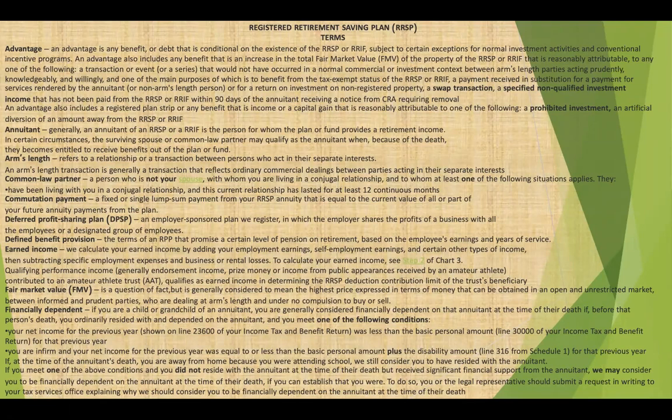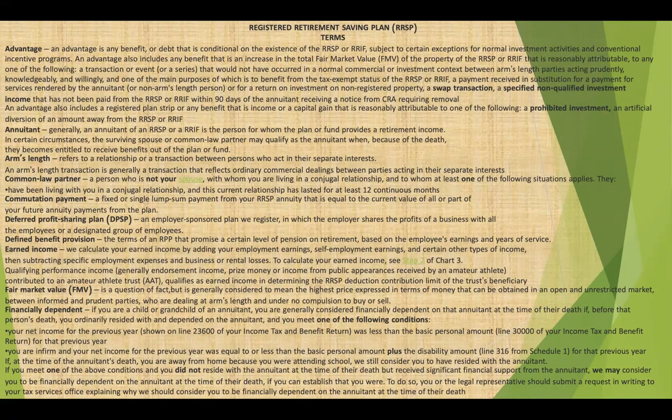Today we are talking about the Registered Retirement Savings Plan, RRSP. Let's define some of the terms in this savings plan. Advantage is any benefit or debt that is conditional on the existence of the RRSP, while income that has not been paid from the RRSP or RRIF within 90 days.